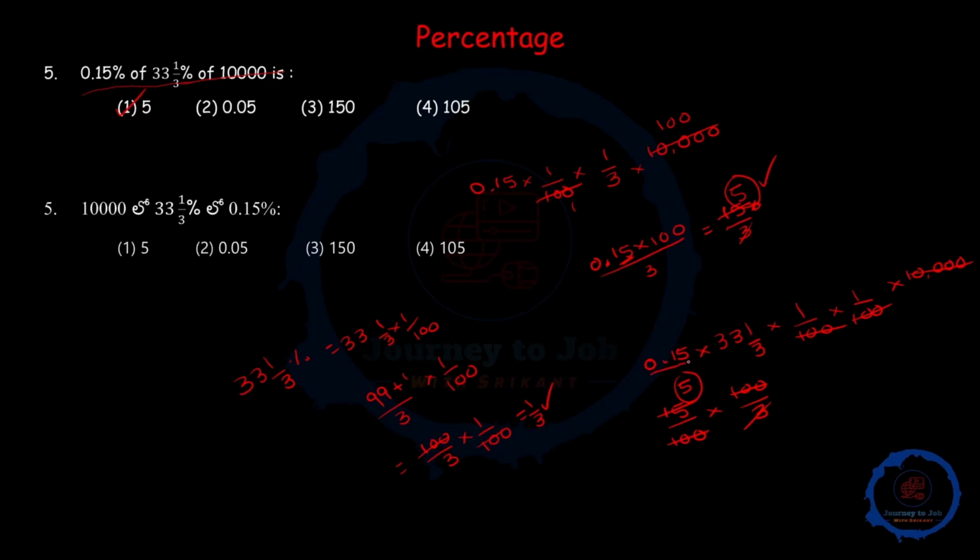But here, 0.15 means how it became 15 by 100 means 0.15 into 100 by 100. Why are we multiplying with 100? Because there are two digits after the decimal. So for two digits, we have to multiply it with 100, 1 and 2 zeros. So it will become 15 by 100 like this. Okay, this is very basic, but I want to explain to reach all kinds of students.